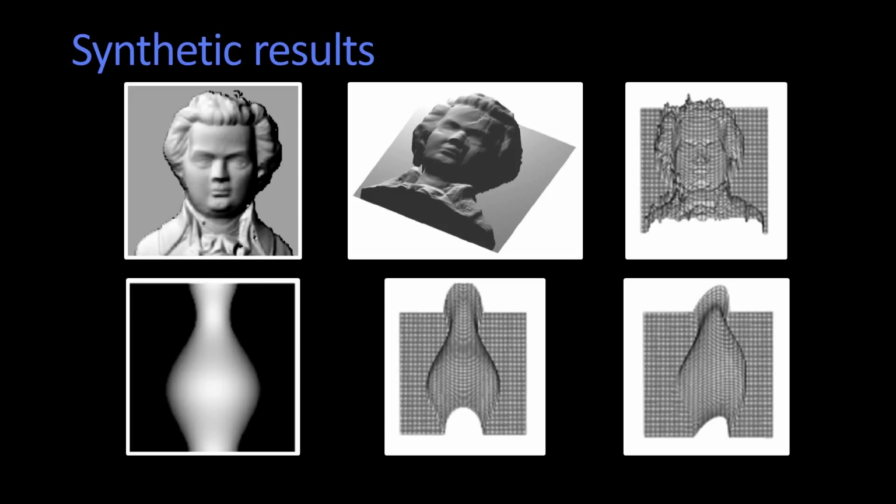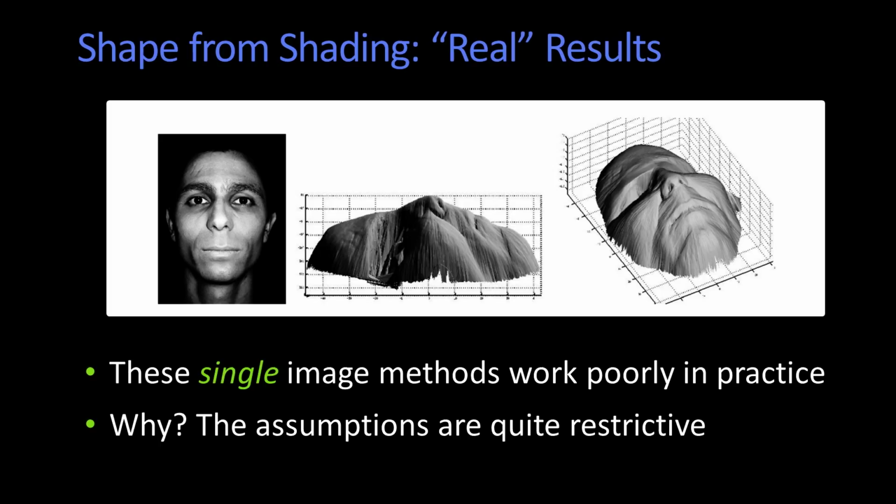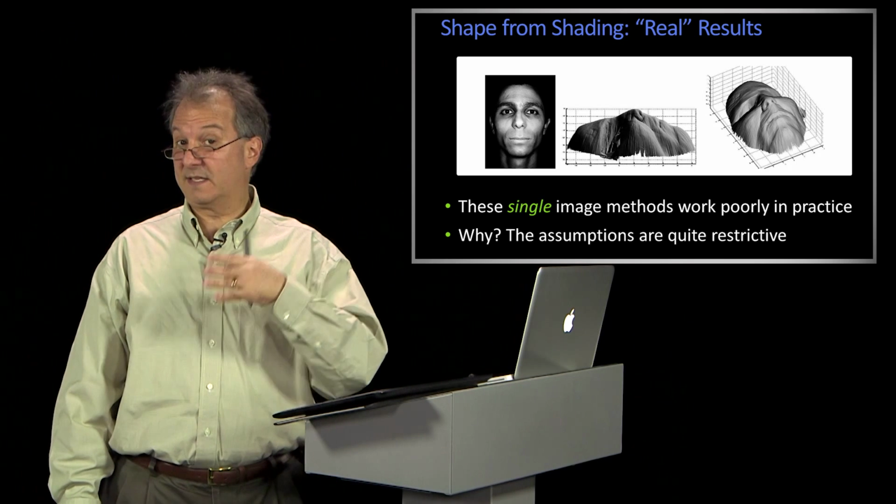If you look up shape from shading, you'll see a lot of pictures that look like this. And these are typically synthetic results. So given some depth map, you can make some sort of a shaded image, and then you can show that you can recover the shape that's really there. Unfortunately, one of the reasons they show synthetic results so much is that the results on real images are somewhat, shall we say, less than wonderful.